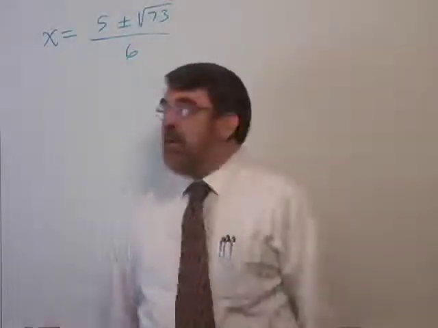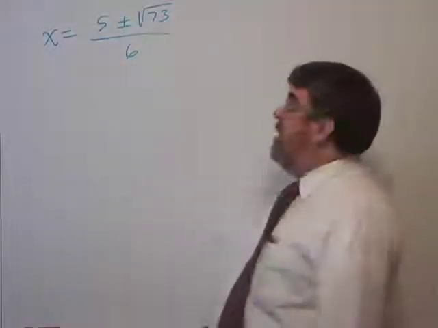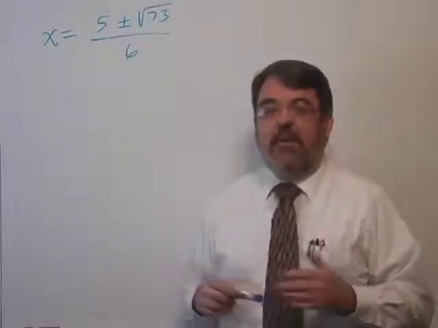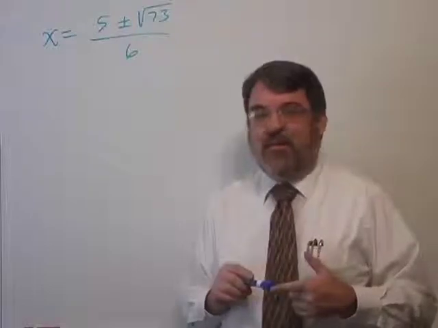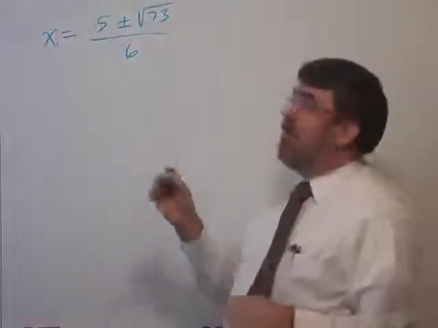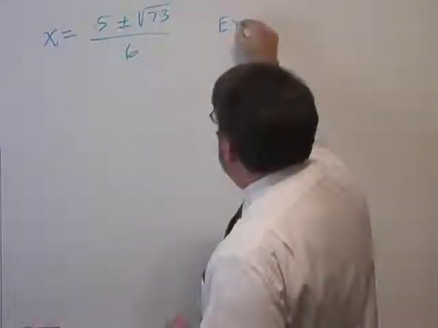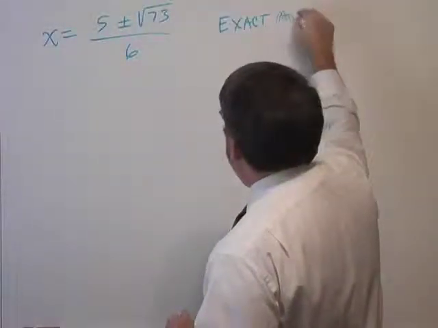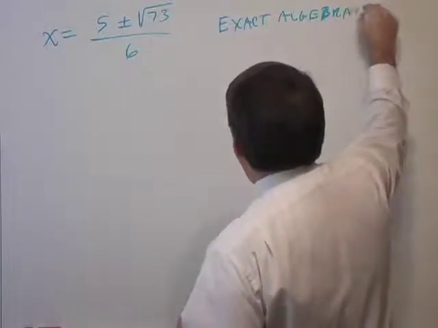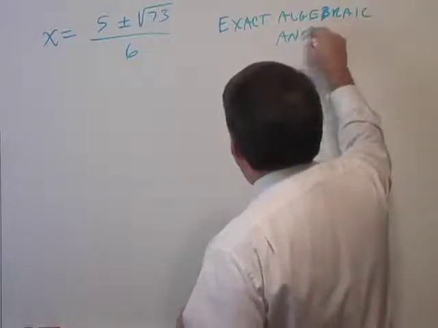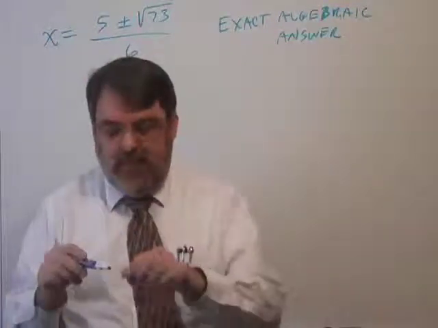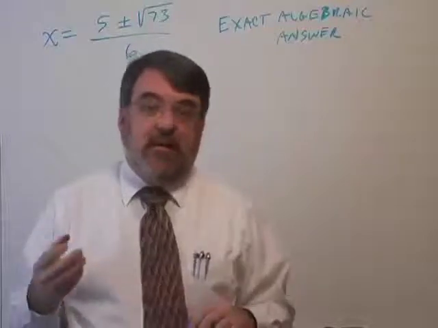In the last problem, we got this answer: x equals 5 plus or minus the square root of 73 over 6. Now I want to address the issue of calculating this or approximating it. This is an exact algebraic answer, incidentally. And I want to emphasize that it's exact in this form, because it's in symbolic form.